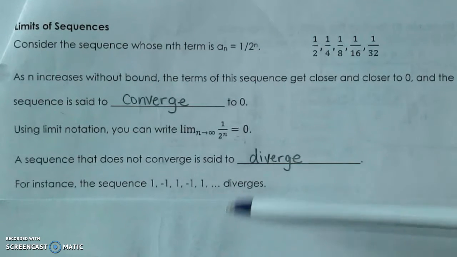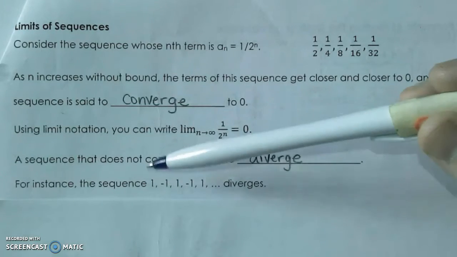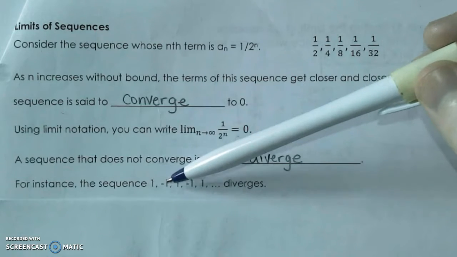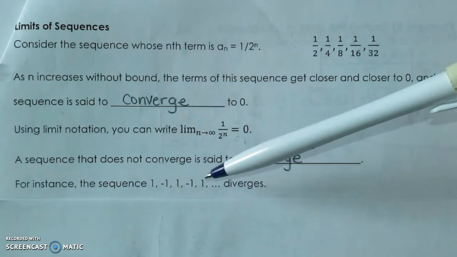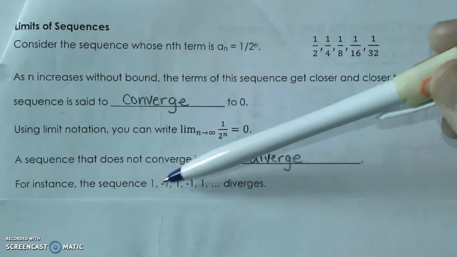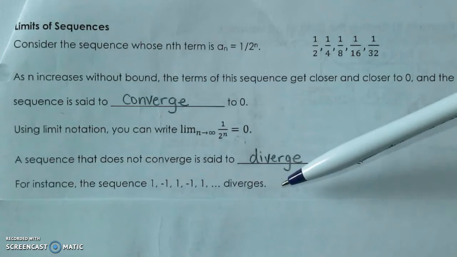A sequence is said to diverge if it's not going down to one number. For example, this sequence where every time you go further in your sequence, it changes values. So it goes from -1 back to 1, -1 back to 1. So this is said to diverge. Or if the sequence was getting larger and larger every time and going to infinity, then it's not going to one specific number. So it would be said to diverge.